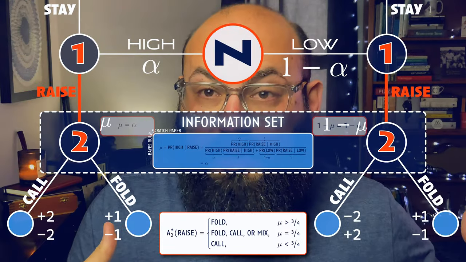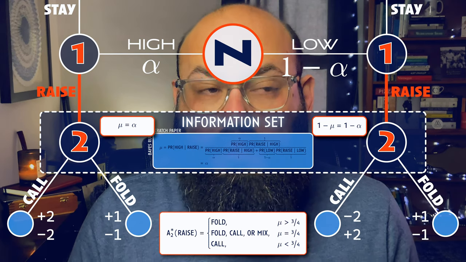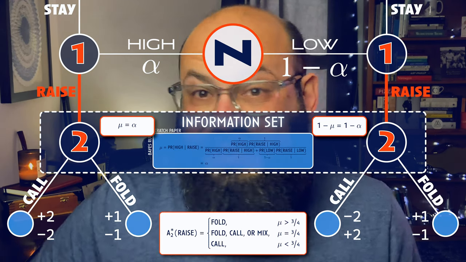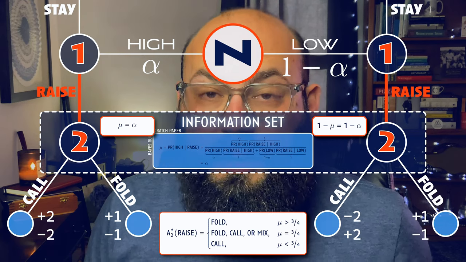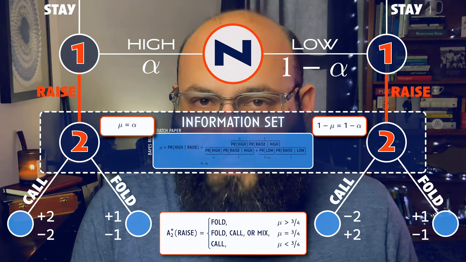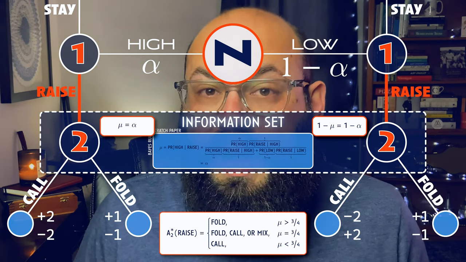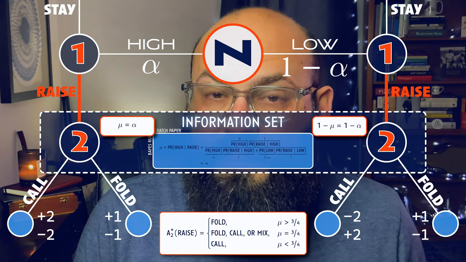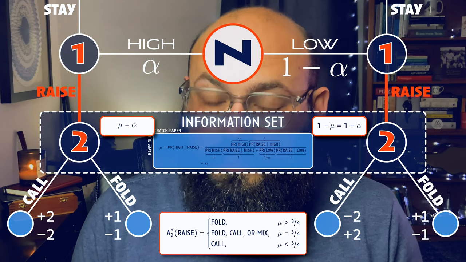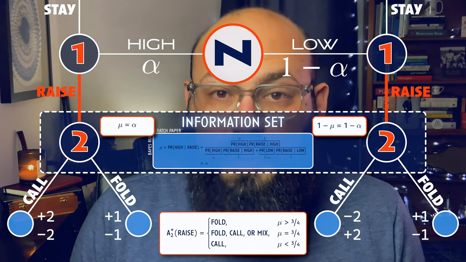So with pooling strategies, we get meaningless signals and the priors go through. My posterior belief is exactly the same as my prior belief. I gain nothing from your signal. The question now becomes, should I fold or should I call? Well, that depends on alpha, right? So if I think that you have a low card, if I think alpha is low, in particular, if alpha is strictly less than 3/4, then I'll call.